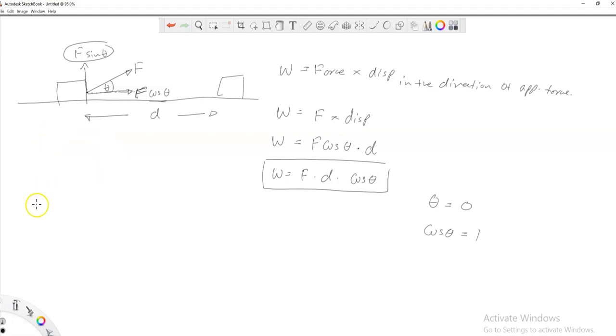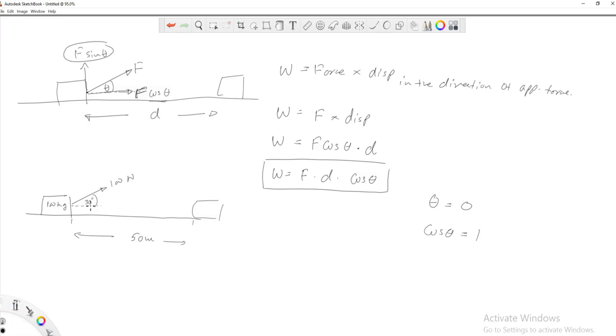Okay, horizontal floor, 100 kilograms, the crate, moved a distance of 50 meters. Crate is here. It applies a force of 100 newtons, making 30 degrees with the horizontal. It says assume no friction.